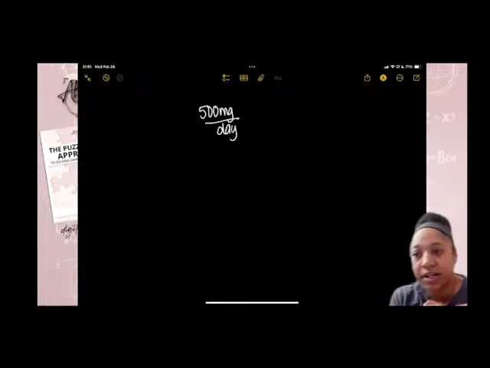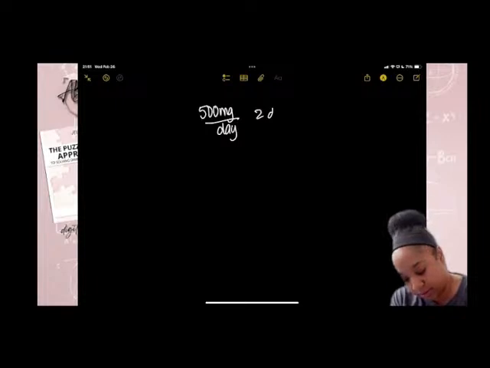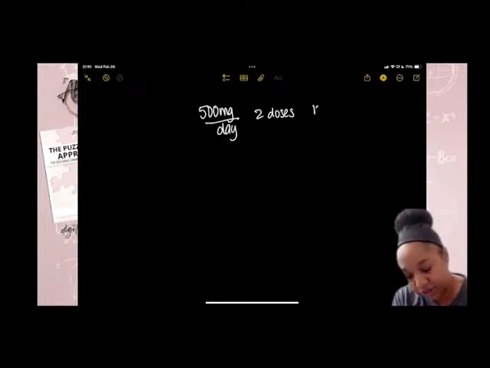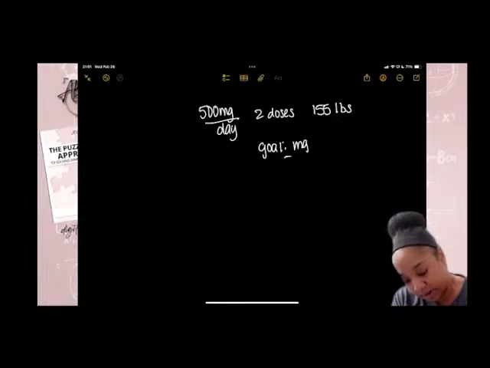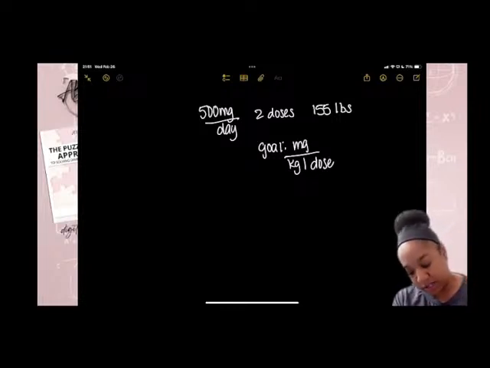All right, Sky. I got you, Sky. So you said 500 milligrams per day, divided into two doses. And then the patient's weight is 155 pounds. I'm guessing my goal is supposed to be milligrams per kilogram per dose. All right. So we already got the puzzle pieces written at the top.